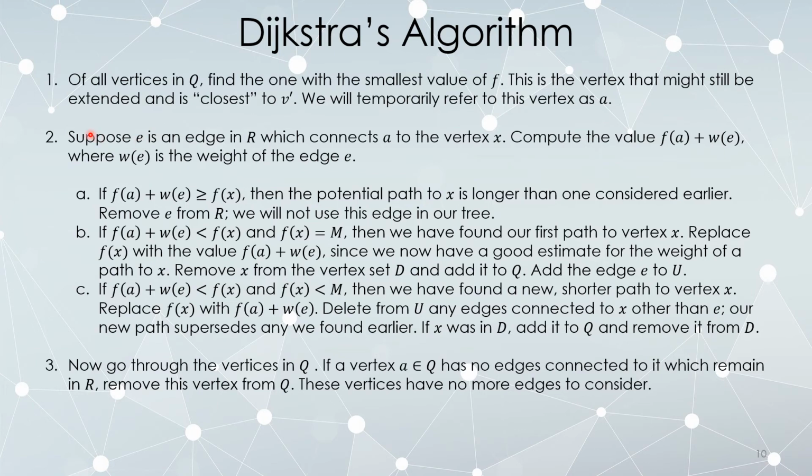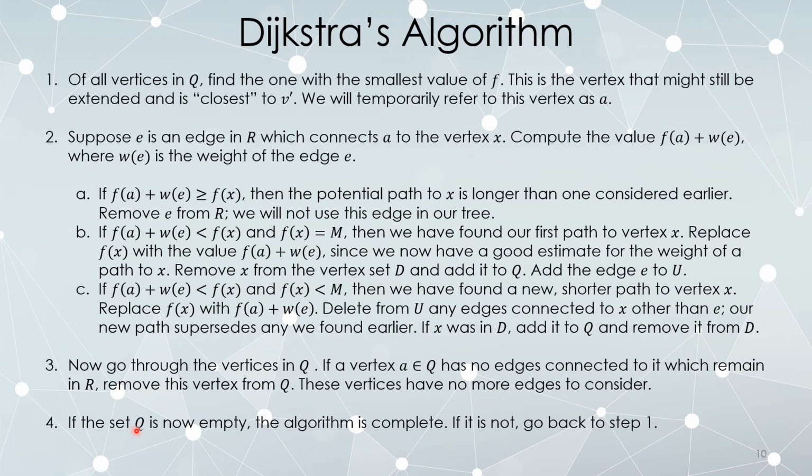Now go through the questionable vertices, okay? So all we did so far, by the way, is of all the questionable vertices, we picked the one with the smallest value of f, we called that A, then we picked something connected to that and ran through this procedure. Once you're done with that, go through the questionable vertices. If any of the vertices that are questionable have no edges connected to it, remove it from the questionable list. It's no longer questionable, it's actually fully fixed. We know what we're going to do with it. If the set of questionable vertices is now empty, you must be done. If it's not, however, go all the way back to the first step and start over.